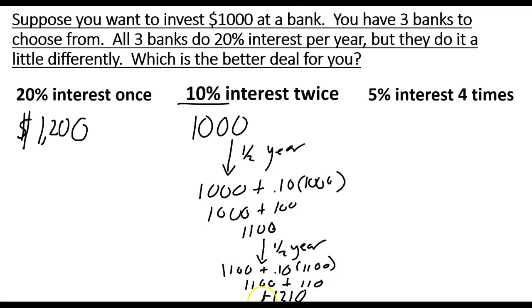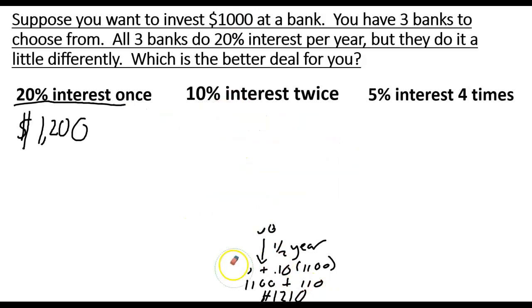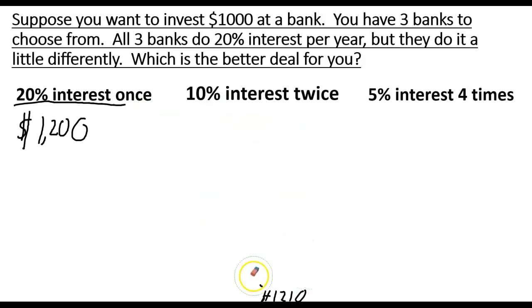And so when we add these together, we end up with $1,210. Interesting. So even though Bank 1 gave you 20% once, and these guys gave you 10% twice, it turns out that Bank 2 is willing to give you more money, actually. Not much more, but a little bit more. As you can see, they're willing to give you an additional $210, whereas Bank 1 is only willing to give you 1.